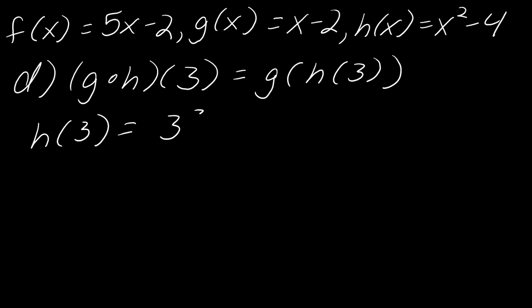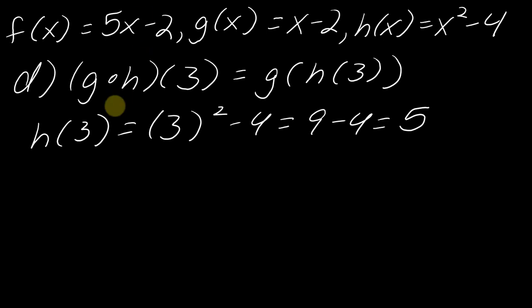Well, I can just plug in the 3. So I can take 3 squared minus 4, so that's going to be 9 minus 4, so that will equal 5. Okay, so h of 3 equals 5, so I'm going to replace that in this case. So now I'm going to have, what is g of 5?